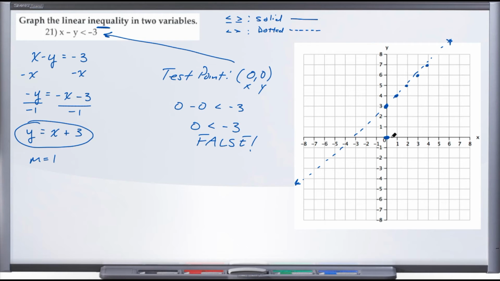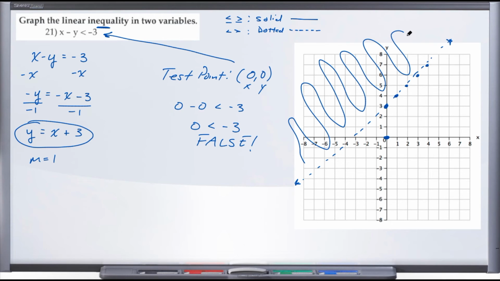And so since our test point in this case was below the line and we got a false statement, that means any point we choose below this line will also give us a false statement. And we don't want to shade where the answers are false. We want to shade where those points, when we plug them in, make our inequality true. So we're going to shade on the opposite side of our test point, which in this case is going to be above the line. And so we shade above, because if we chose a point from above the line, we would get a true statement.